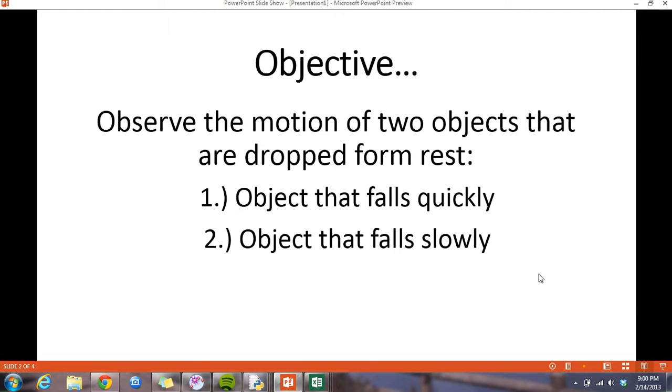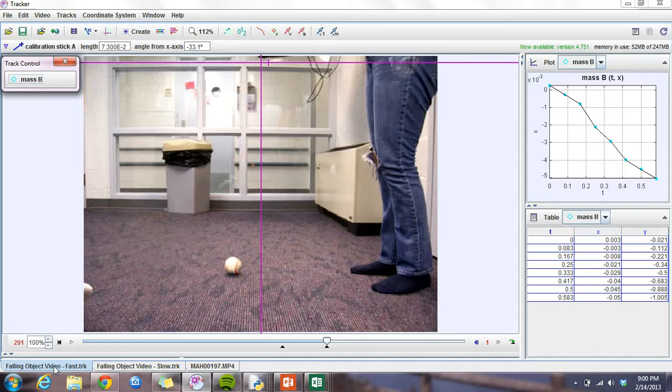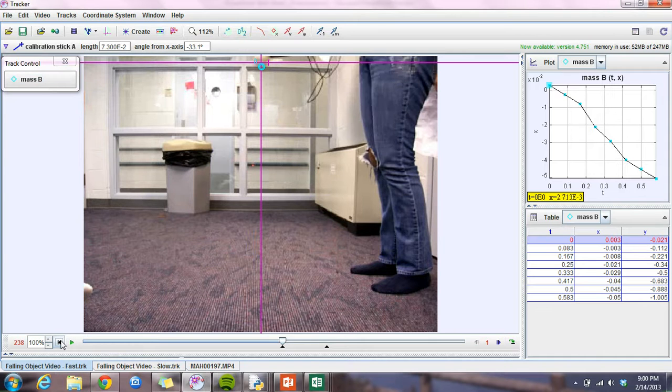The objective for this lab was to observe the motion of two objects that are dropped from rest. One object had to be falling quickly, and the other object had to fall slowly. So, the object I chose to represent an object falling quickly was a baseball.